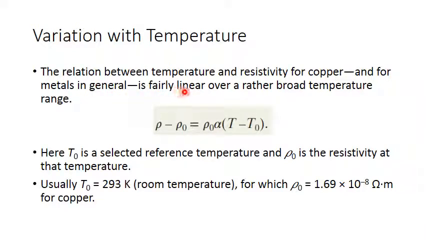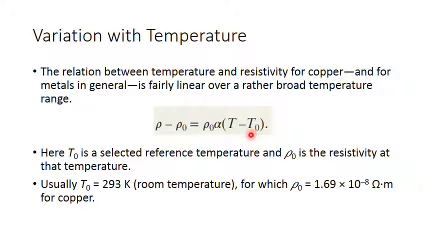metals in general is nearly linear over a broad temperature range, such that the new resistivity rho minus the standard resistivity at a specific temperature T naught equals the standard resistivity rho naught, multiplied by the temperature coefficient alpha, multiplied by the difference between the new temperature and the standard temperature T naught.